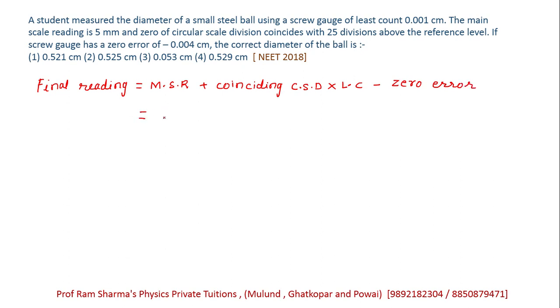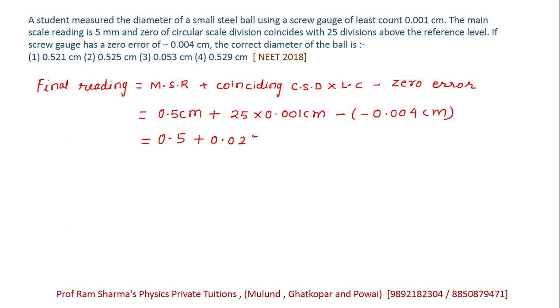So the main scale reading is already given to us. It is 5 mm, which I would prefer to write as 0.5 centimeter because the options are in centimeter. This is 25 and the least count is 0.001 centimeter, minus (−0.004 centimeter). So when you solve, you'll get 0.5 plus 0.025 plus 0.004, and the final answer is 0.529 centimeter. So very easy sum.